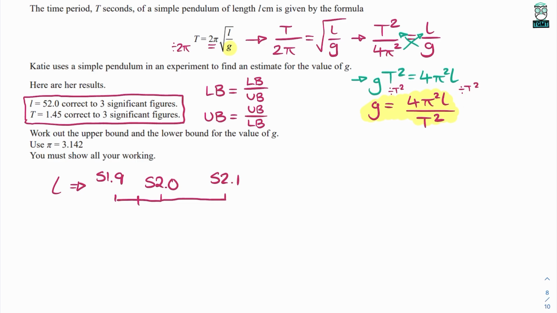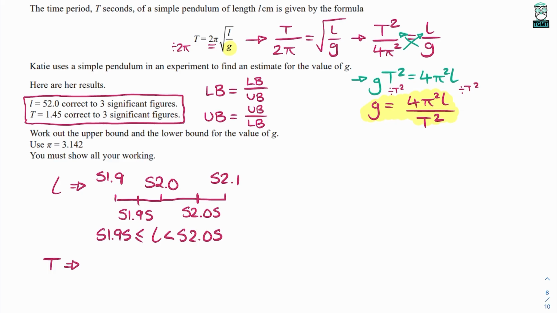So it is going to go to another decimal place. So in the middle of 51.9 and 52.0, that'd be 51.95. In between 52.0 and 52.1, that'd be 52.05. And there we go, there's our bounds for those. So if we write the error interval, L is in between 51.95 and 52.05.